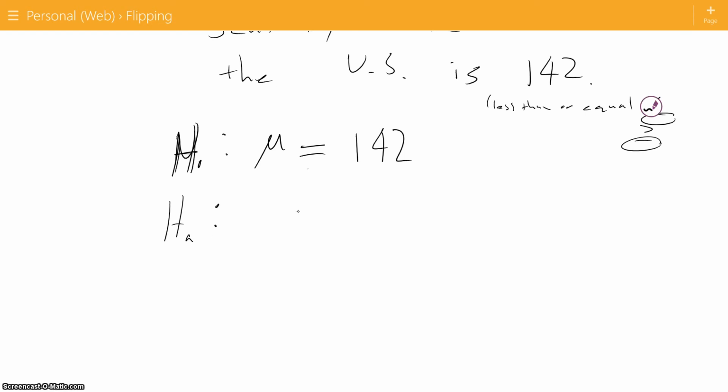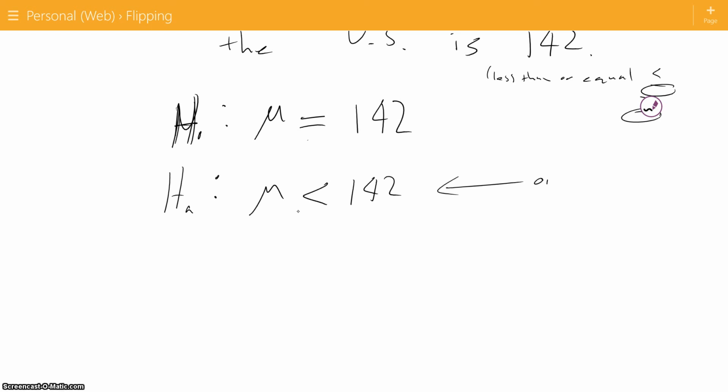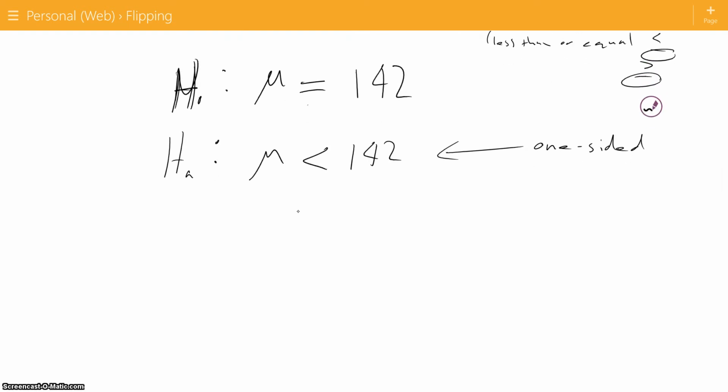So if you're claiming that mu is equal to 142, that the mean is 142, then you could say, well, my alternative hypothesis is that, you know what? Maybe mu is less than 142. Maybe they're not texting all that much. Okay, this would be called a one-sided hypothesis here because it's really just talking about one side.